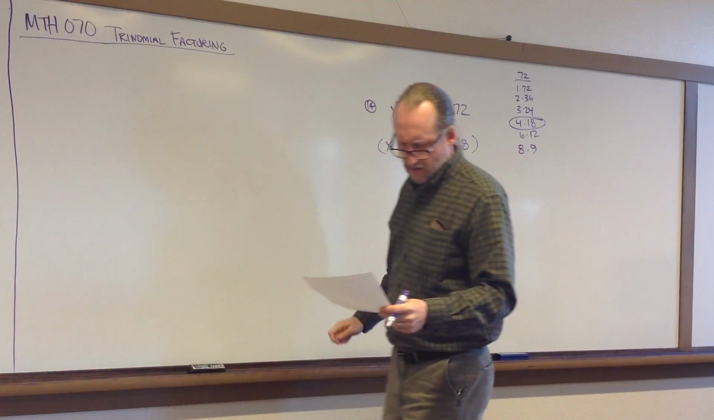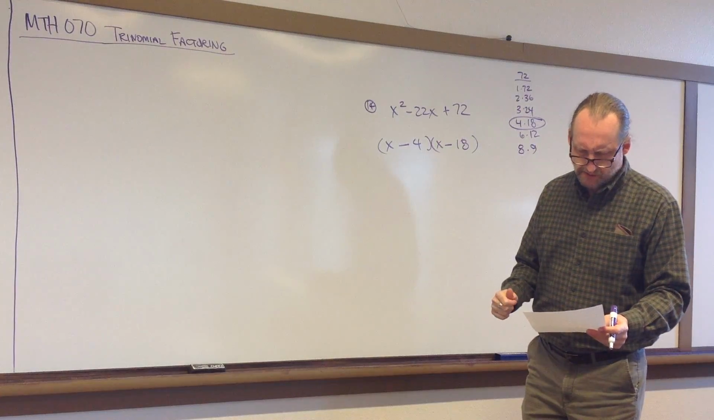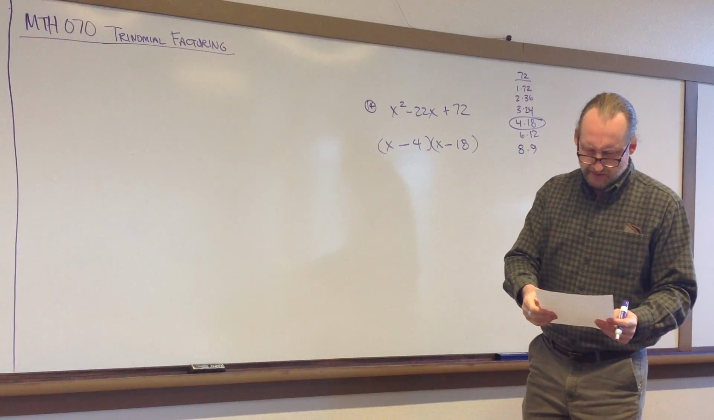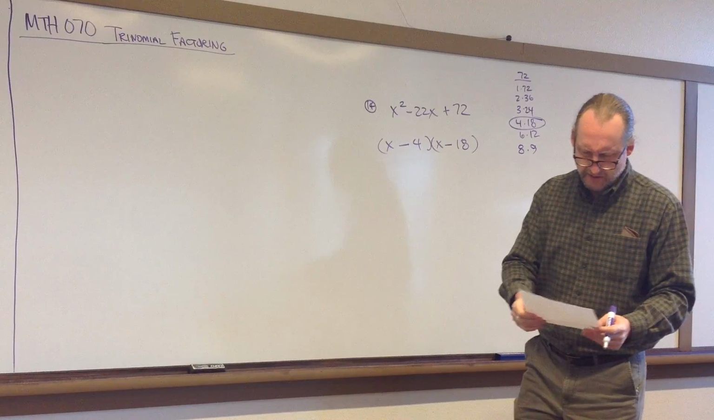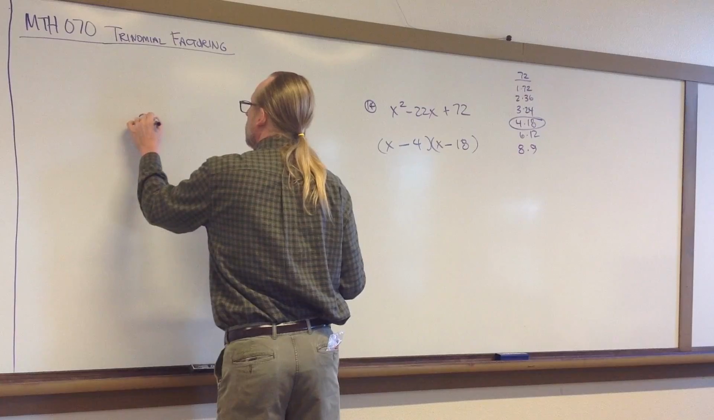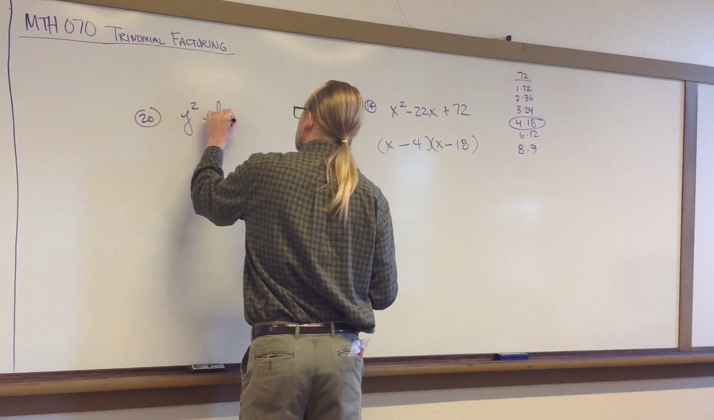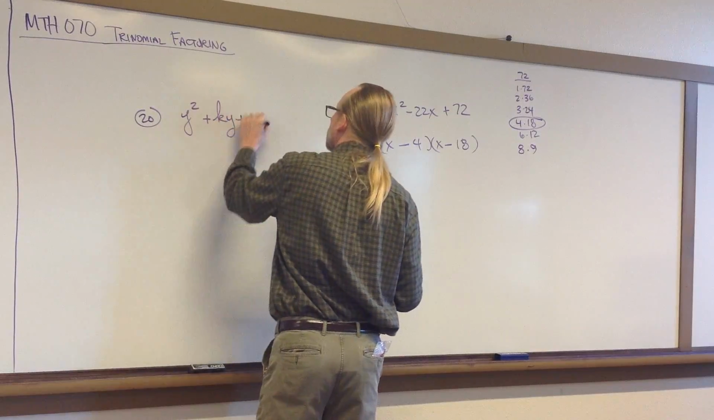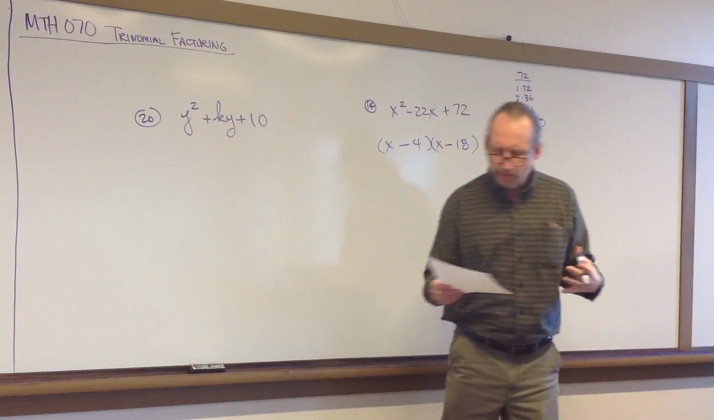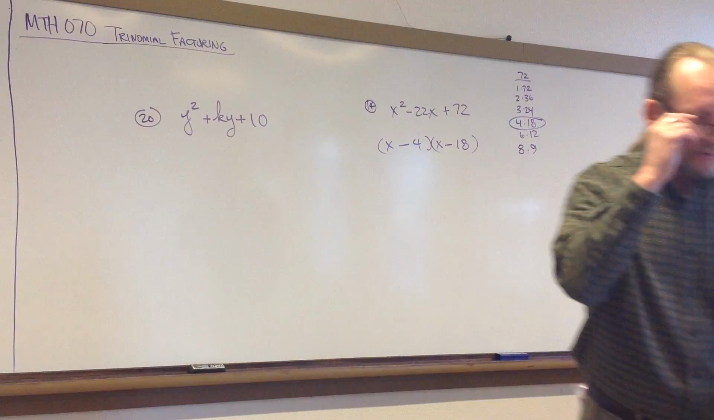All right, let's see here. What else? Well, let's look at the ones on the bottom. Problem 20. We get y squared plus k times y plus 10. And the instructions say find positive whole numbers for k which make this trinomial factorable.